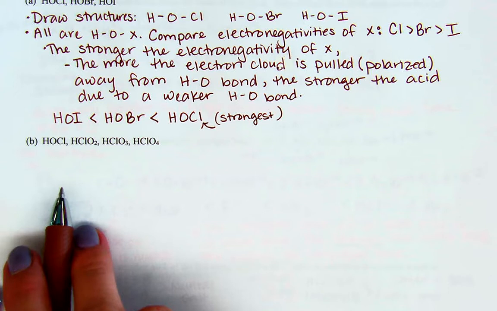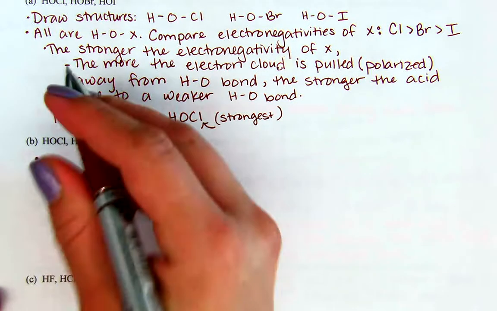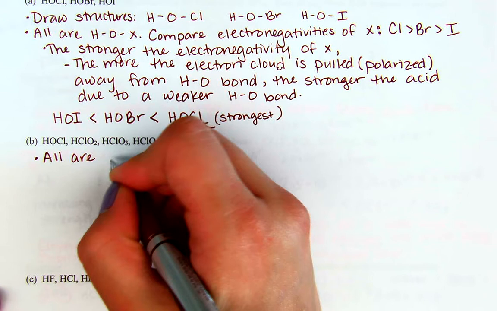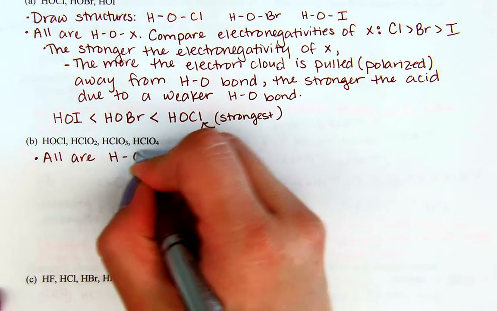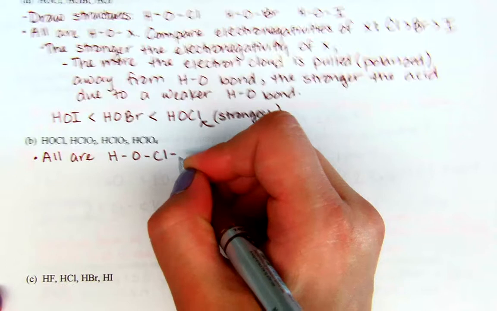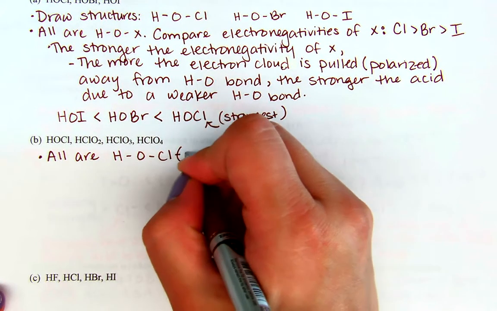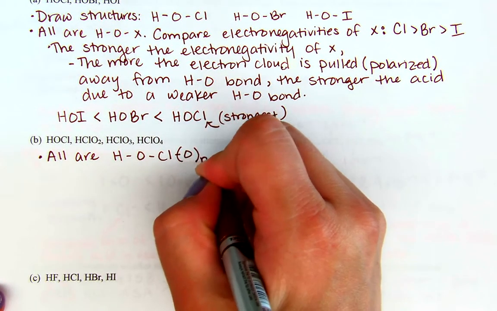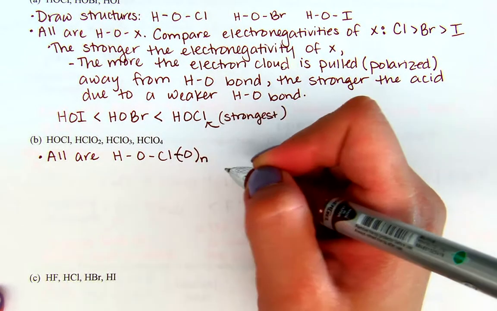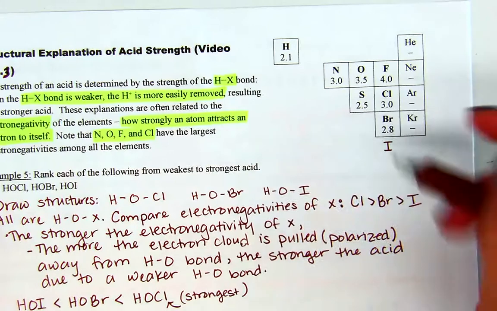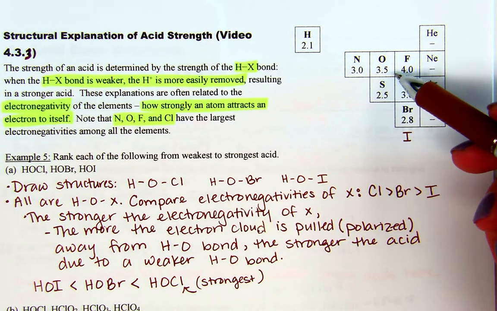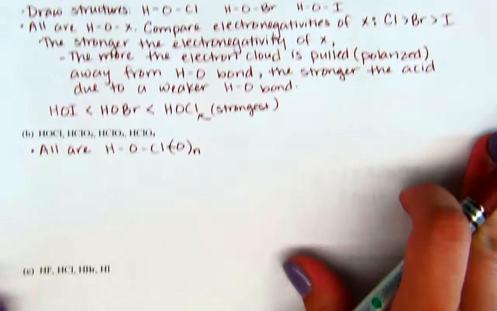So here, we're going to draw these again. All of them are in the form HOCl, and some number of oxygens. I'm going to say N oxygens. So HOClO(N). Let's look at oxygen. Oxygen is very electronegative, second only to fluorine. It's the second most electronegative element on the periodic table.